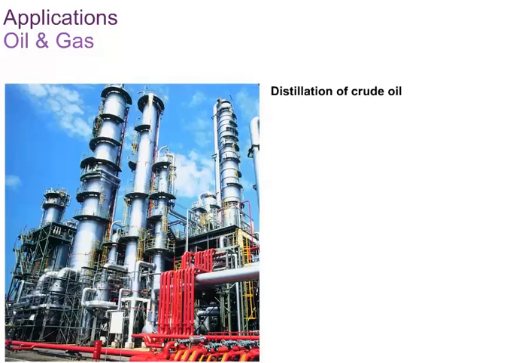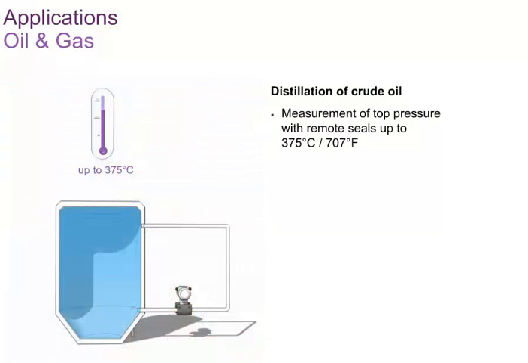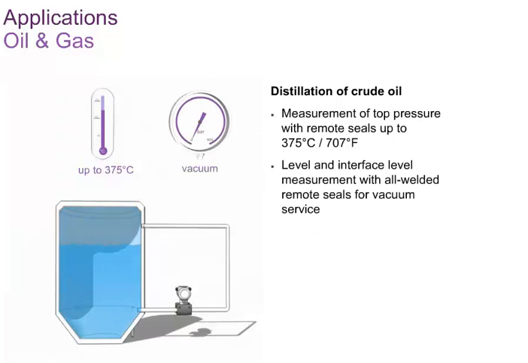The distillation process of crude oil requires measurements of top pressure at the upper end of the columns at process temperature up to 375 degrees Celsius or 707 degrees Fahrenheit. It requires additional level and interface level measurement under vacuum conditions on the one hand and at high temperature on the other hand. For these requirements, ABB pressure and differential pressure transmitters with diaphragm seals are the perfect solution to provide accurate measurement with high stability.